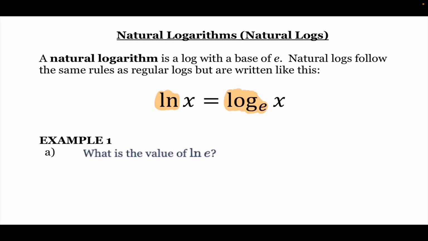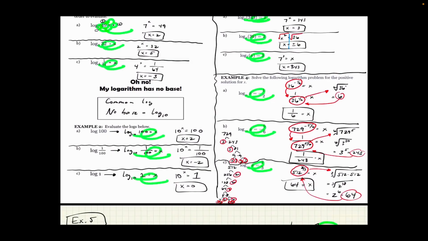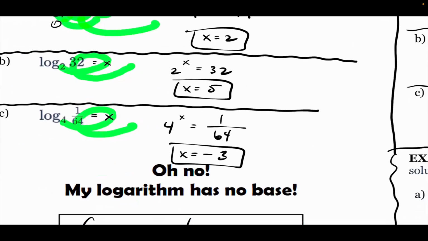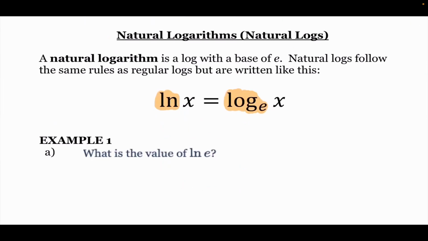Here we go. The difference with today is that all of those rules still apply. That's why I left it up here. The difference today is that we have a special type of log. It's called a natural log. The difference between a regular log, like the ones we saw in the last set of notes, and a natural log is that a natural log has a base of e.